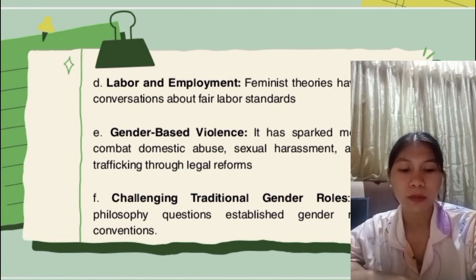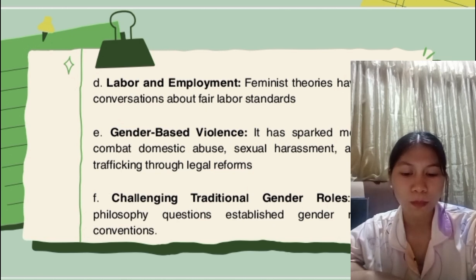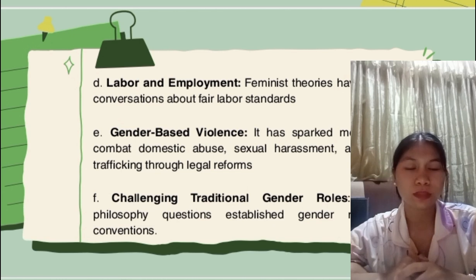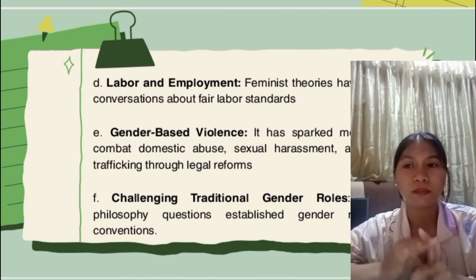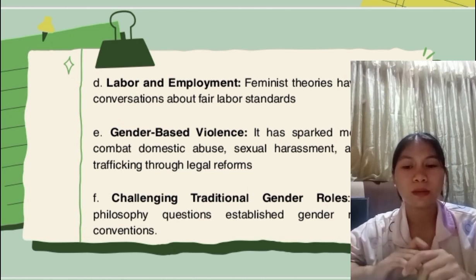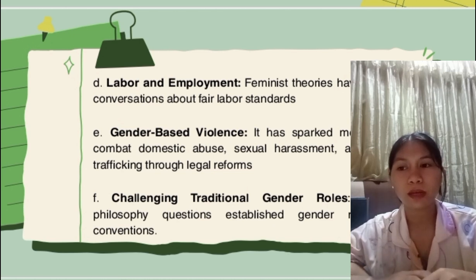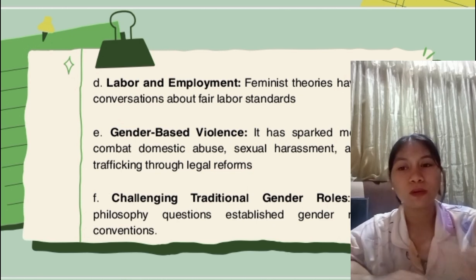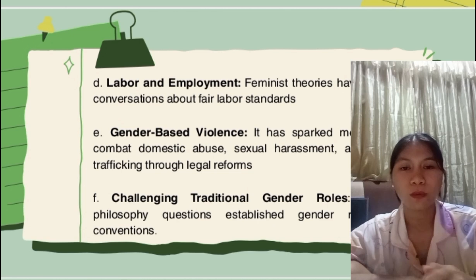Next is gender-based violence. It has sparked measures to combat domestic abuse, sexual harassment, and human trafficking through legal reform. Gender-based violence exposes the seriousness of domestic abuse, sexual harassment, and trafficking, and so forth. If women experience these instances, they can file a case under Republic Act number 7877, the Anti-Sexual Harassment Act of 1995, and also under VAWC, the Republic Act 9262, also known as the Anti-Violence Against Women Act of 2004. These laws are implemented for the protection of women.